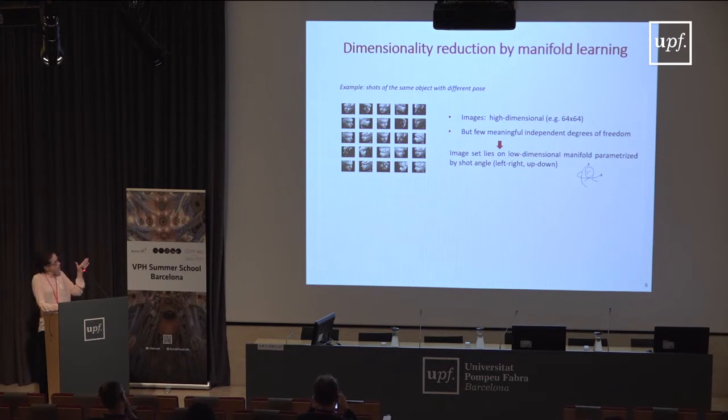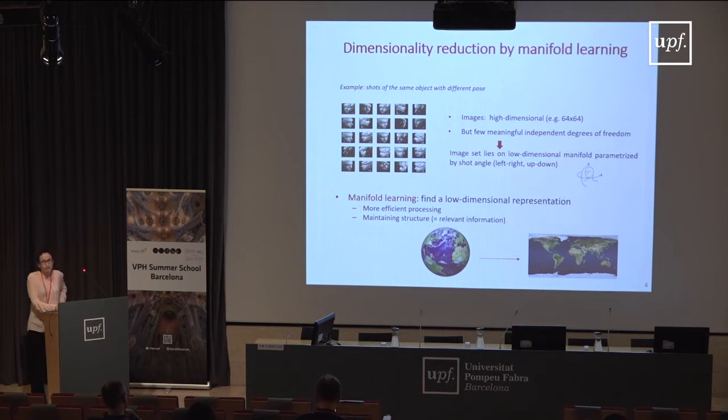One image can be distinguished from another by using the shot angle of the camera. So if the head is looking more towards the left or towards the right, or up and down. So instead of representing this image by 64 by 64 pixels, we can summarize it by, for example, just using two parameters. Of course, it doesn't encode all the information, but it's a good summary. Well, this is what manifold learning tries to do.